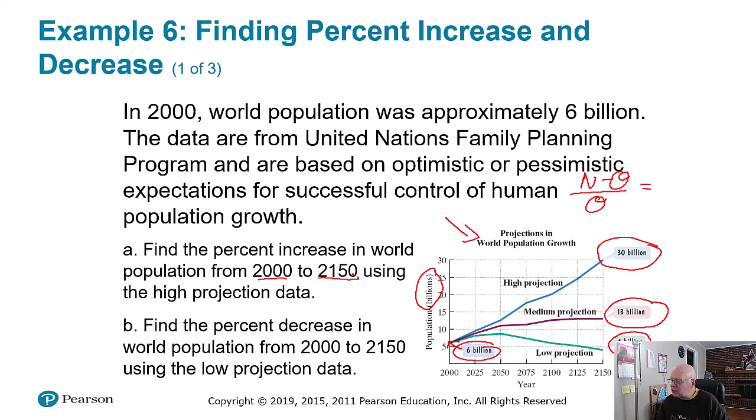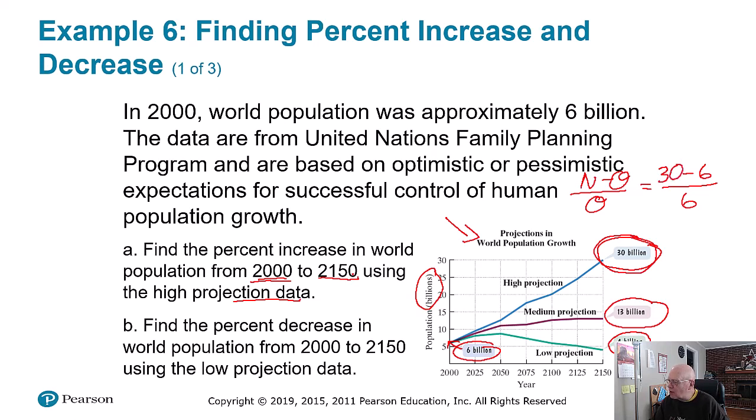Now the old number, that's the year 2000, was 6 billion. So 6 here, and we'll also have 6 down there. What's the new one? Well, it goes to 2150, according to one prediction, and we're talking about the high projection data for this one. The high projection is 30 billion. So that's what goes here.